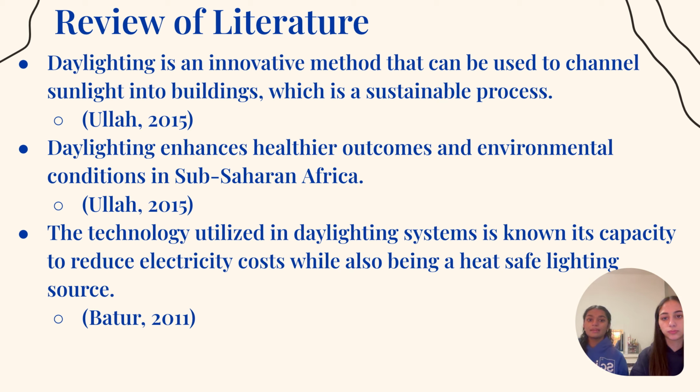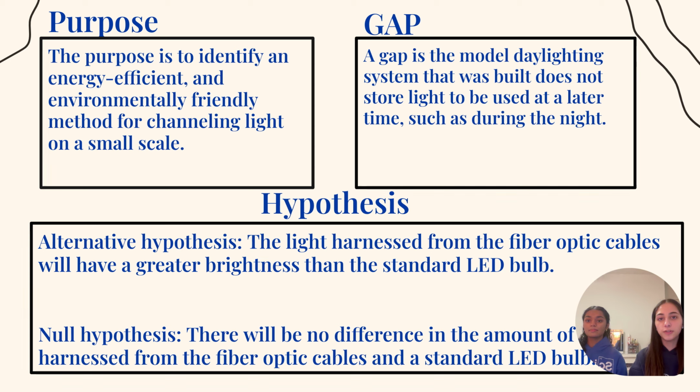Daylighting is an innovative method that can be used to channel sunlight into buildings. This is a sustainable process. Daylighting enhances healthier outcomes and environmental conditions in sub-Saharan Africa. The technology utilized in daylighting systems is known for its capacity to reduce electricity costs while also being a heat-safe lighting source. The purpose was to identify an energy efficient and environmentally friendly method for channeling light on a small scale. A gap in this, however, is that the model daylighting system could not store the light to be later used, such as during the nighttime.